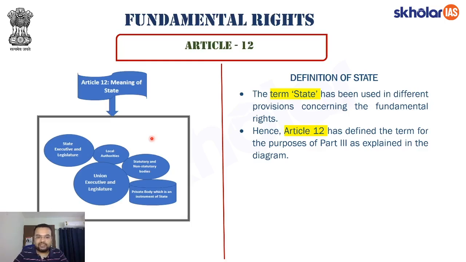So statutory bodies and non-statutory bodies, जो bodies एक statute के तहत बनाई गई हैं वो statutory bodies हैं, और जो non-statutory bodies हैं वो bodies हो जाती हैं जिनके लिए an act has not been passed by the parliament. Then we have private body which is an instrument of state, that is अगर कोई private body है और वो private body is acting on the directions of the state, then even the actions done by that private body will be also taken as an act done by state.